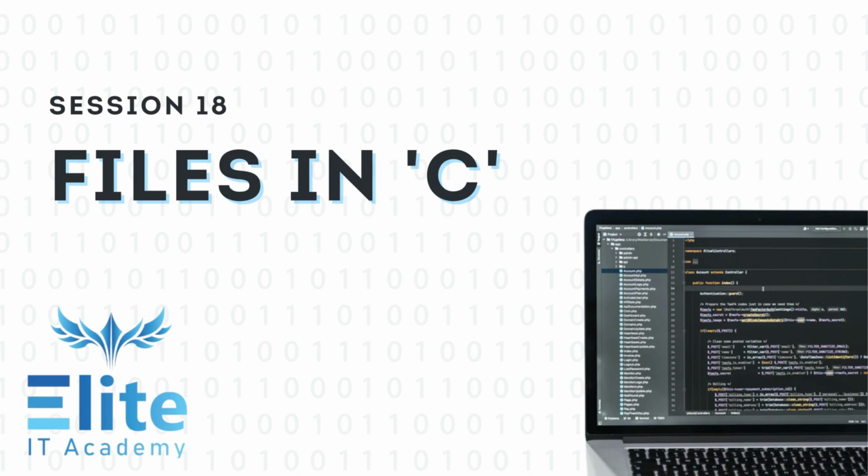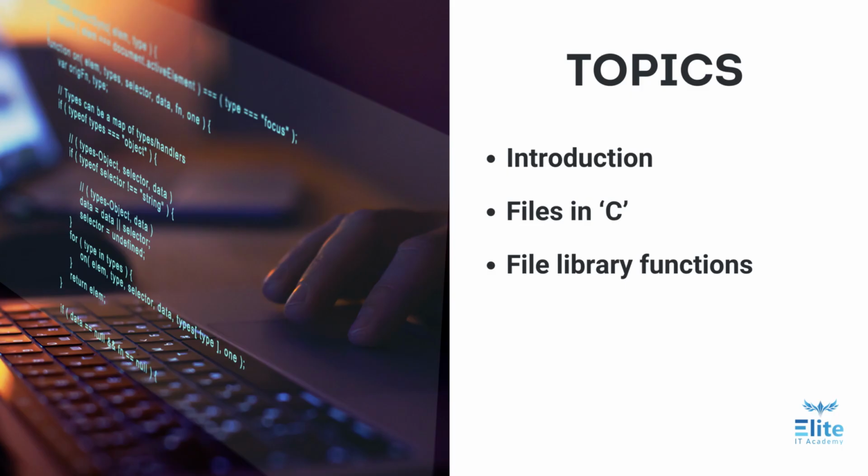Applications store data in external memory. This data is stored in files and can be reused every time the application executes. We will discuss the different types of files in C and use library functions to perform different operations on them.